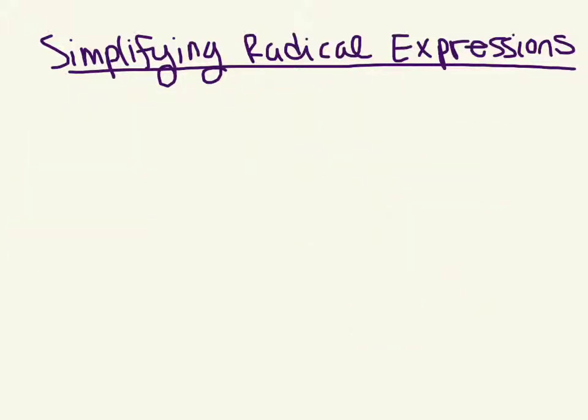Hi class, today we're going to look at simplifying radical expressions. And the example we're going to do is the cubed root of negative 192 a to the 6 b c squared. Now since it's the cubed root, that means our index is 3.